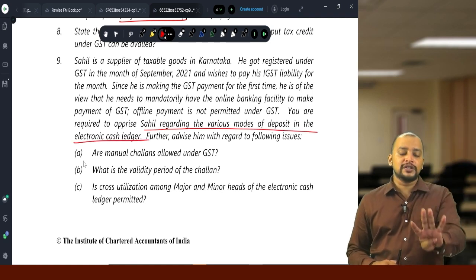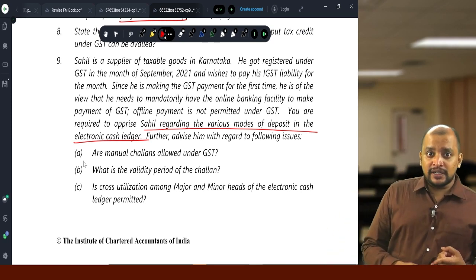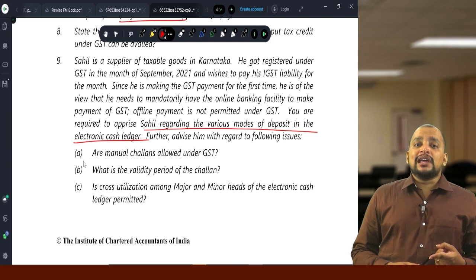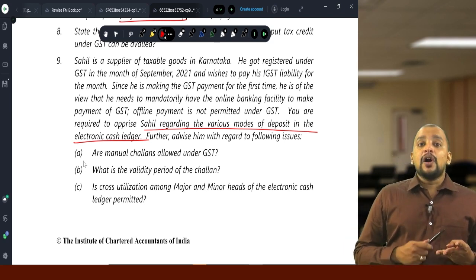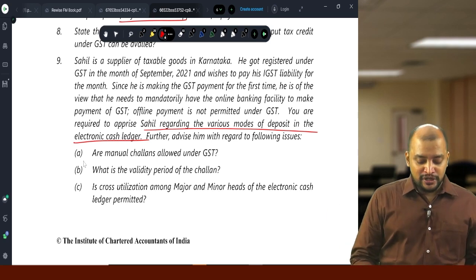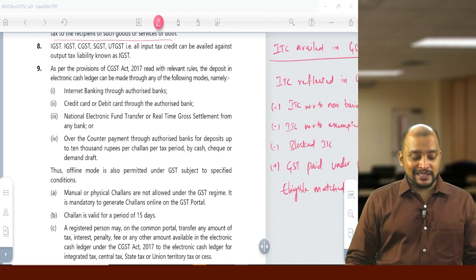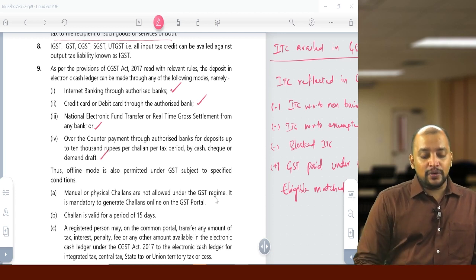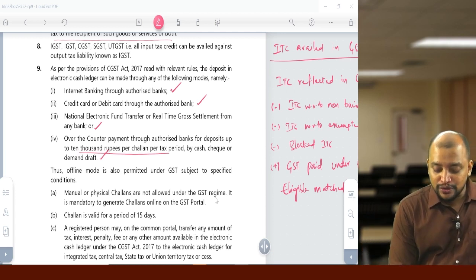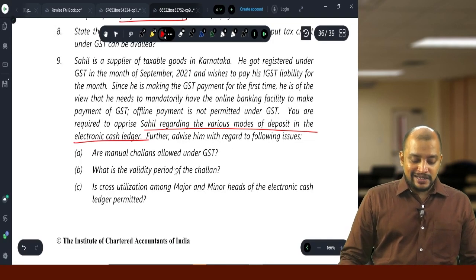Total 4 modes. Number 1, NEFT or RTGS transfer, or we can make payment through debit card, credit card, or net banking, or over the counter cash deposit. But the over the counter cash deposit is up to 10,000 rupees per tax period. Internet banking, debit card, credit card, NEFT, RTGS, over the counter cash deposit up to 10,000 rupees per challan per tax period. That is this.